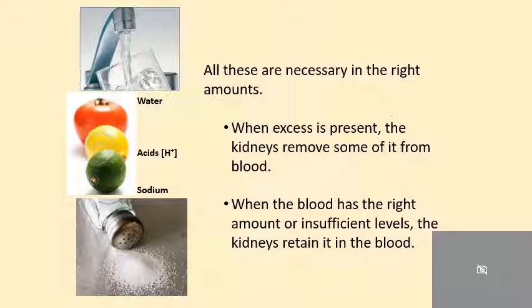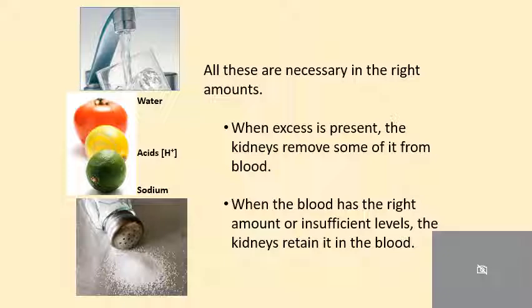And so the substances shown here, water, acids, sodium, are all always present in your blood, but they need to be present in the right ratios. And the amount of these things that you take into your body on a daily basis differs quite a bit. On some days you drink a lot of water, on some days you drink very little water. On some days you eat a lot of foods that might have a low pH, on other days not so much. Some days you might eat really salty foods, other days not so much.